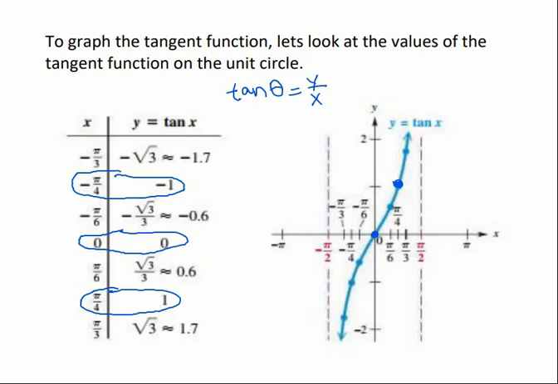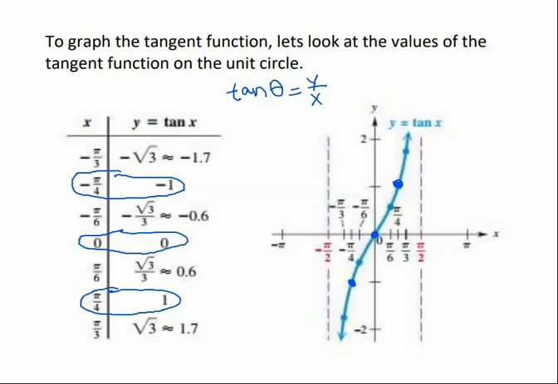And then at negative pi over 4, we have negative 1, because sine is positive in the second quadrant and cosine is negative in the second quadrant. So again, we have square root of 2 over 2 over negative square root of 2 over 2, which is negative 1. And so at negative pi over 4, we have negative 1 for our value.